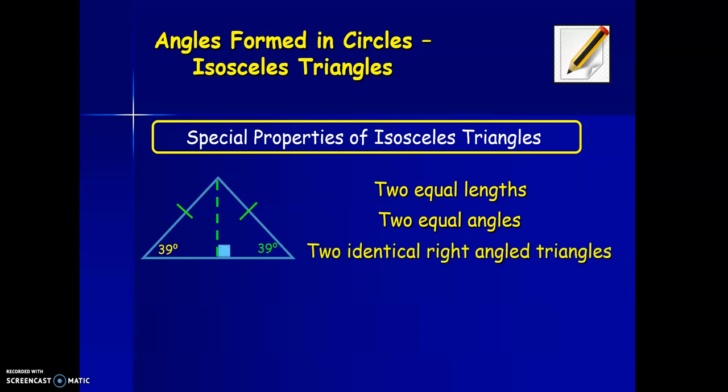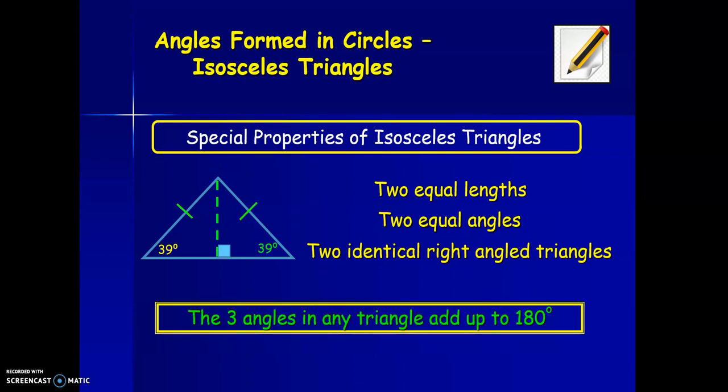Now, if we split an isosceles triangle right down the middle, we get two identical right-angled triangles. We will use that fact in tomorrow's lesson. Lastly, this applies to all triangles. The three angles in any triangle add up to 180 degrees. We will use these facts in today's lesson.